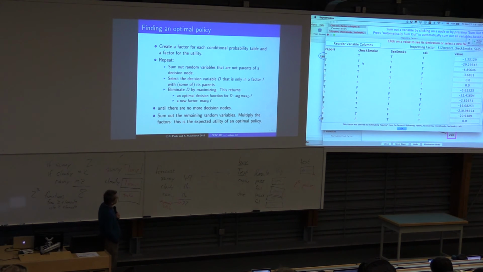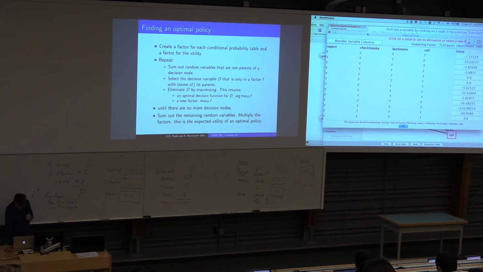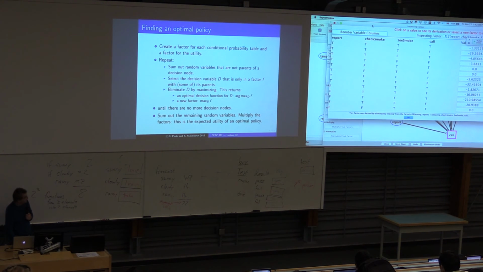Okay, so now we've got to the stage of which decision variable is only in a factor with some of its parents. So there are two decision variables here, right?